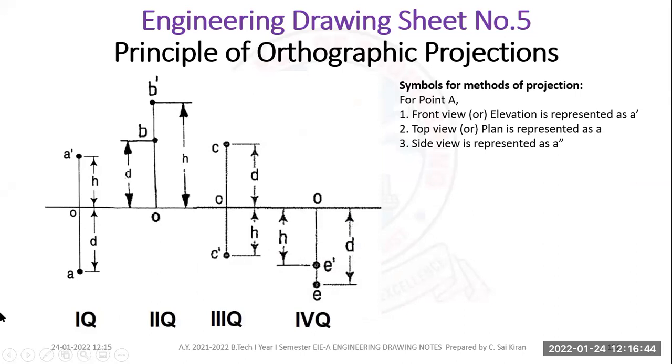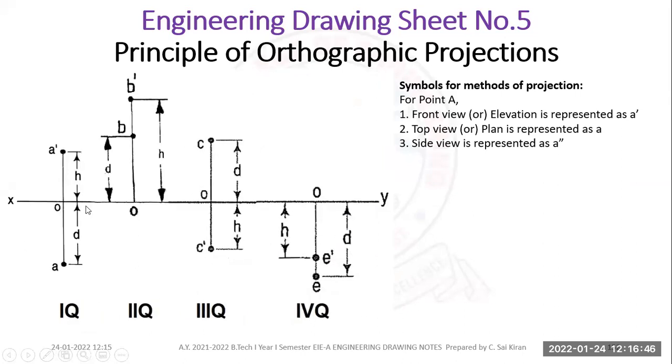And whenever D is positive, it will come below the XY line. So this is my XY line. With respect to the XY line, this is my first quadrant, second quadrant, third quadrant, fourth quadrant. This you have to remember.